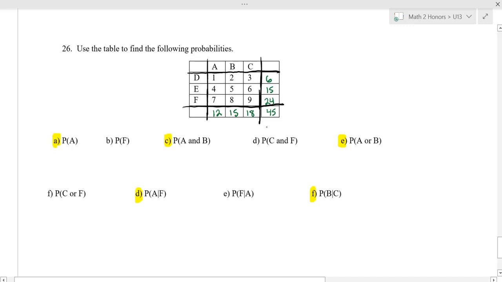So if I say, hey, what's the probability of A? Notice, there are 12 things sitting under the A category out of the grand total of 45, and so a probability is just a fraction: how many I'm looking for, divided by the grand total. And if you can reduce, we can divide top and bottom by 3 and get 4 out of 15. So 4 out of 15, and we can't reduce any more.